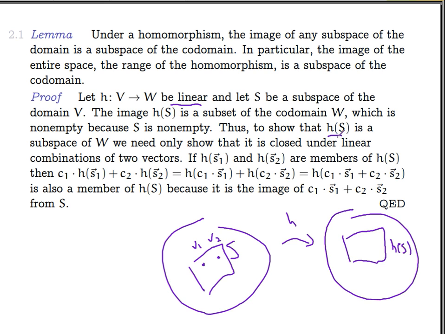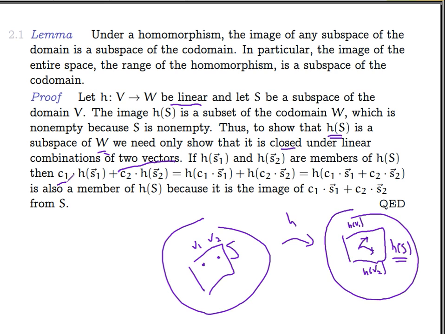to show that H of S is a subspace of W, we only need to show that it's closed under linear combinations of two vectors. Okay, so all I need to do is be able to take two vectors in here. Now, if I have two vectors in here, I can write these two vectors as H of V1 and H of V2. And if it's closed under linear combination, all I need to do is show that C1 H of V1 plus C2 H of V2 is also in H of S. But that's quite straightforward using the linearity property.